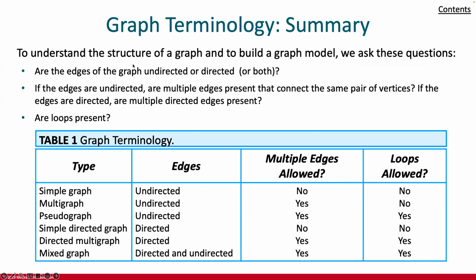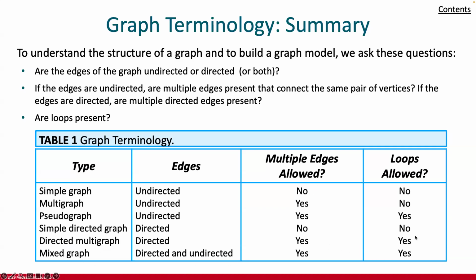So here's a summary of graph terminology. To understand the structure of a graph and to build a graph model, we ask these questions. Are the edges of the graph undirected or directed, or both? If the edges are undirected, are multiple edges present that connect the same pair of vertices? If the edges are directed, are multiple directed edges present? And finally, are loops present? And so thus we have simple graph, multigraph, pseudograph, simple directed graph, directed multigraph, and mixed graph.